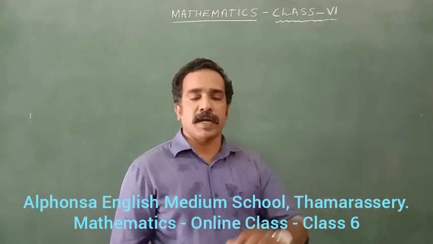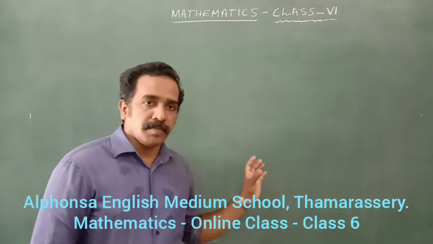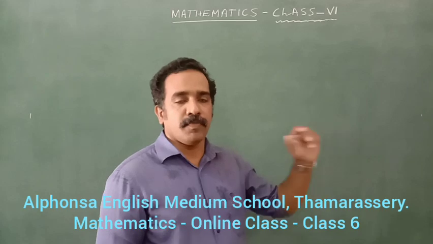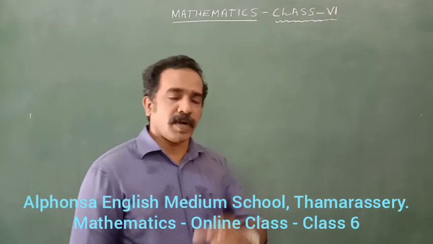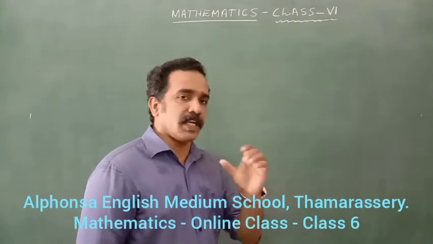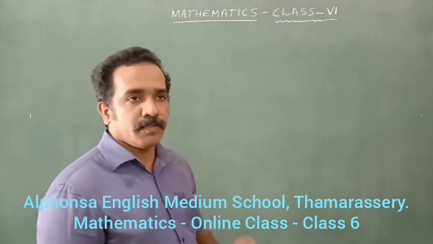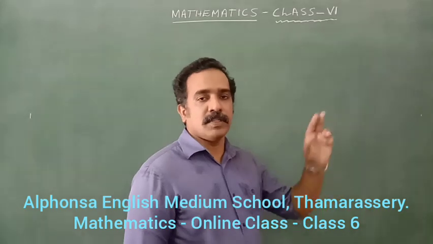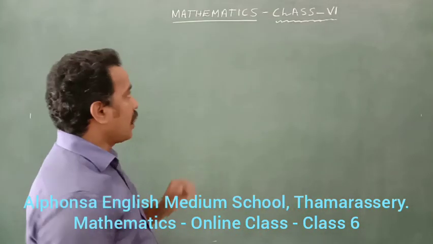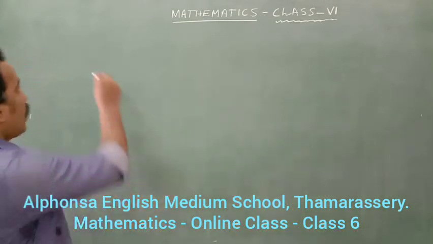We can add, subtract, divide, and multiply some numbers with the help of a number line. One example for each, once again I will show you. To add a number with the help of a number line, what do we have to do? So, addition.